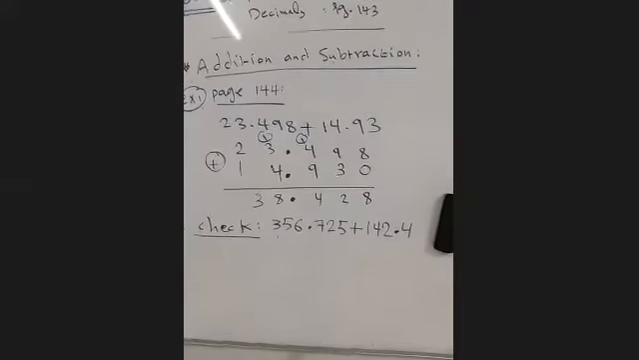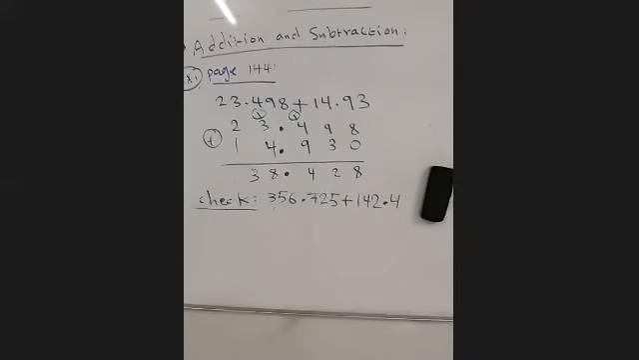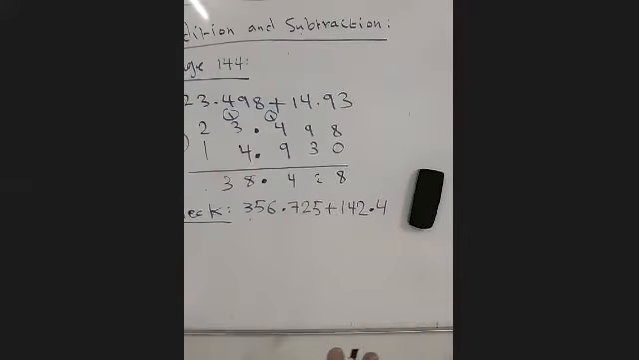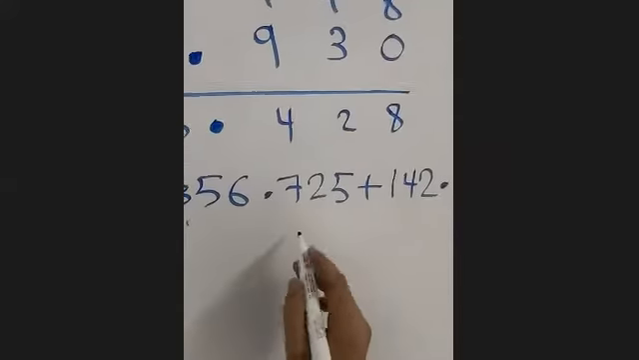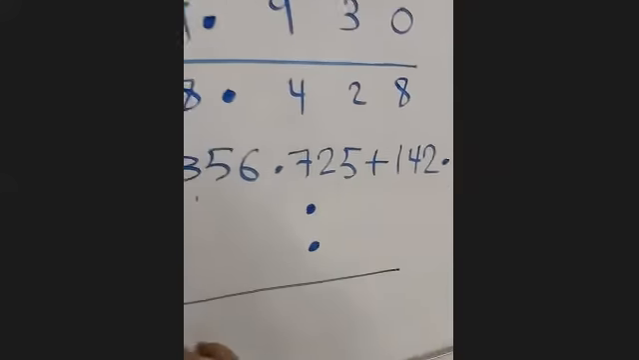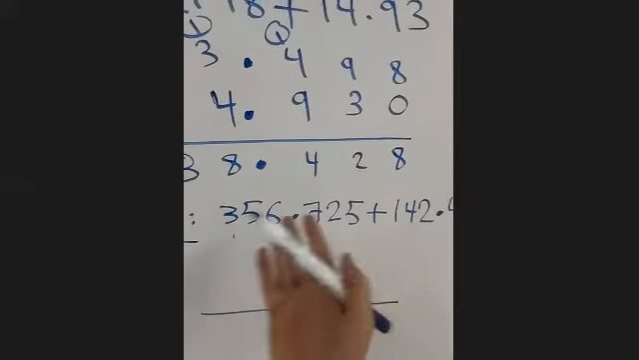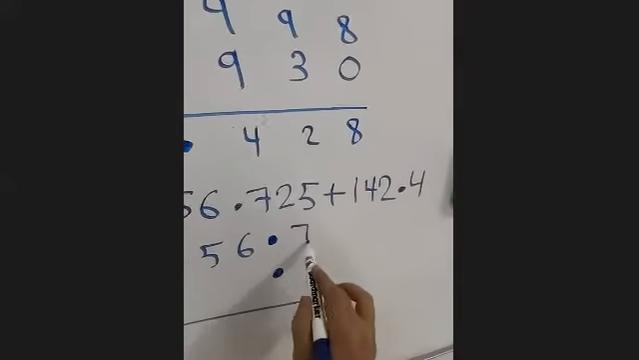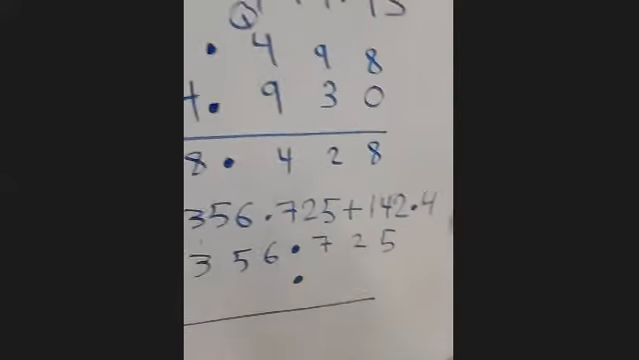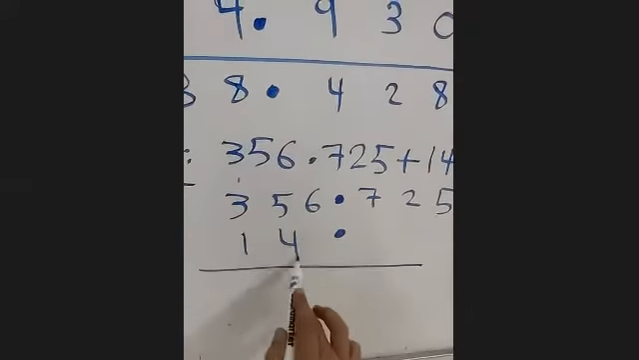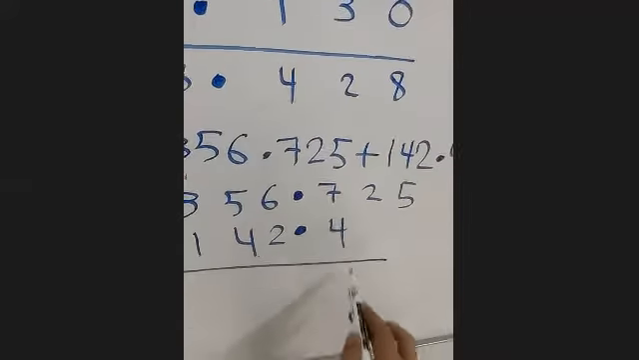But let's do the check. Now, to check, guys, first thing we said, we align. So here I put decimal over decimal. Then my line, then let's align the digits. Let's align the first one, 356.725. The second number here, 142 and 4 tenths.